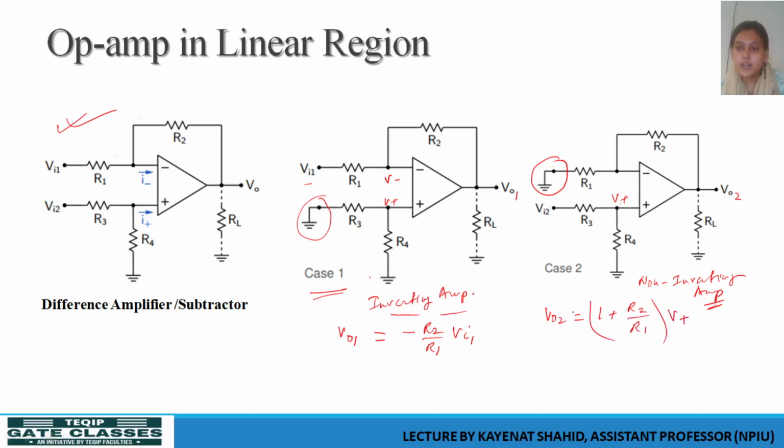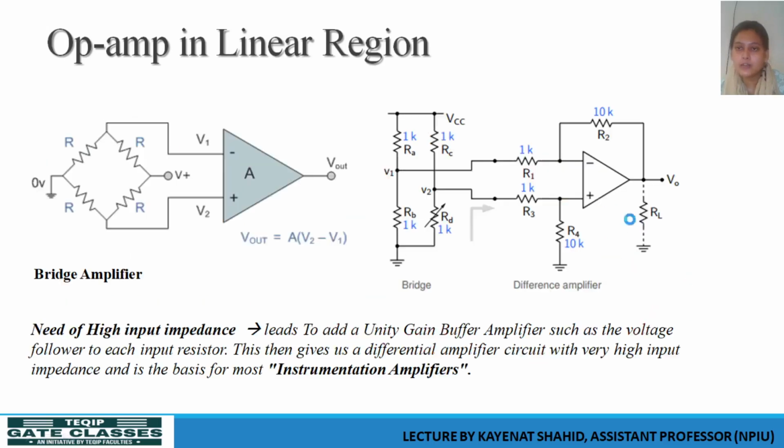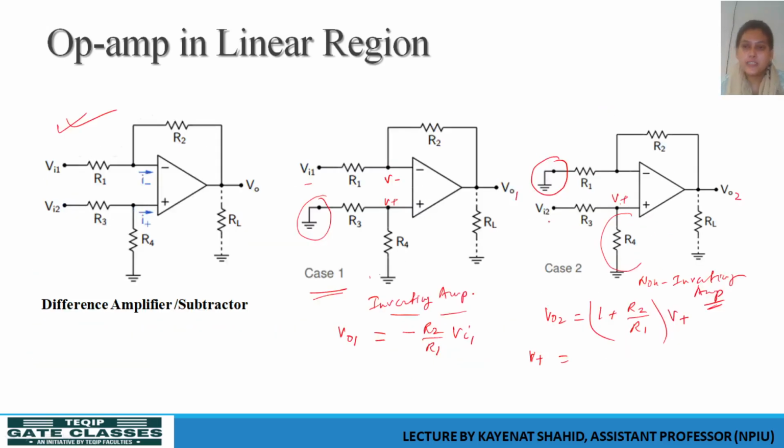Now we want our output in terms of VI2. So what is V plus? V plus is nothing but the voltage drop across R4, right? We can directly use the voltage divider rule and find out the voltage across this. So R4 over R4 plus R3, into VI2. This is our V plus.